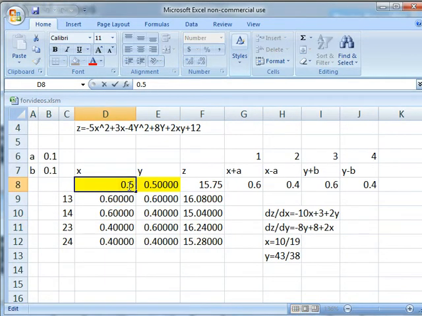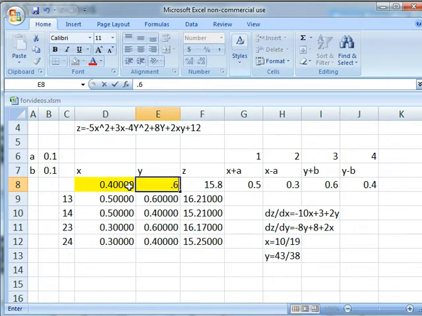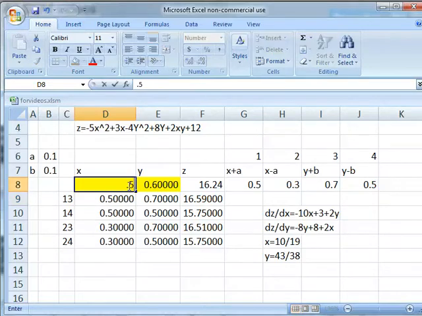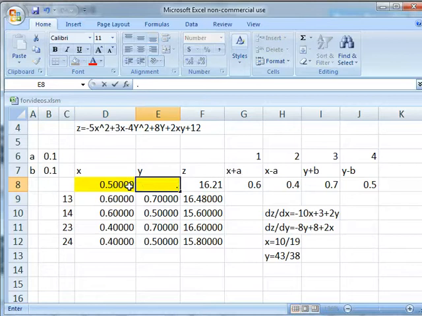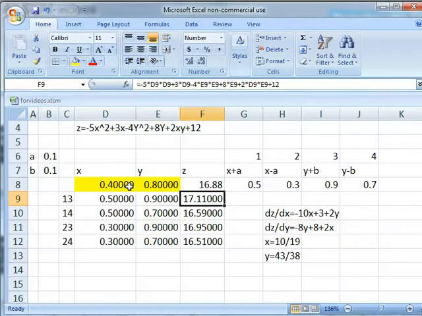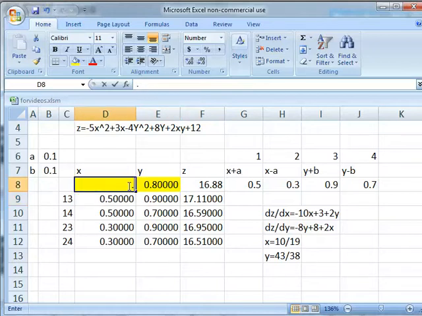0.4 and 0.6, and now I'm getting better at 0.5 and 0.7. And I'm getting better at 0.4 and 0.8. And now 0.5 and 0.9.